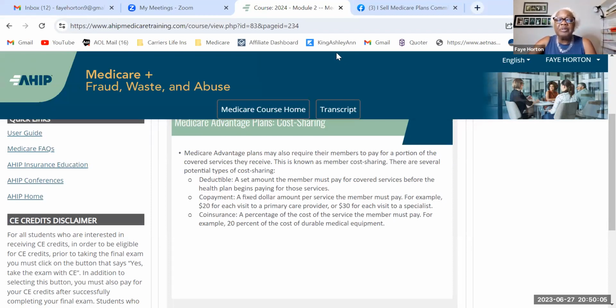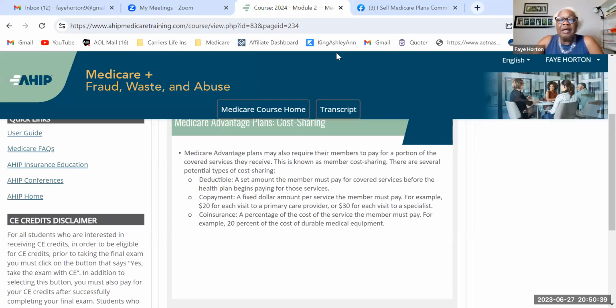There are deductibles, which is a set amount that the member must pay before covered services are covered through the health plan. Copays are a cost sharing method, a fixed dollar amount per service that the member receives, and they pay it when they receive it. Example, $20 for primary care, $30 for a specialist.